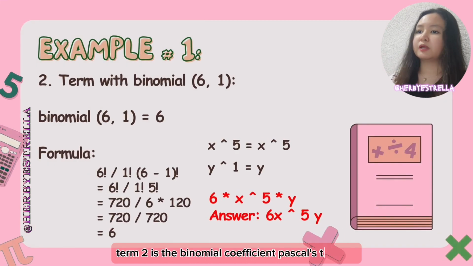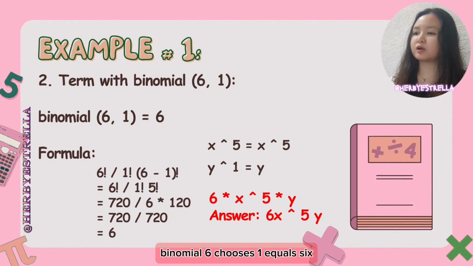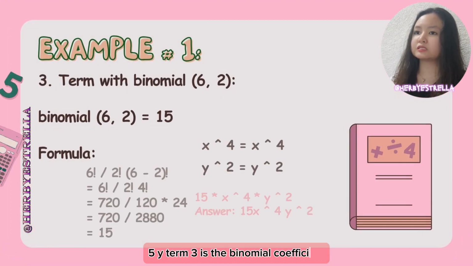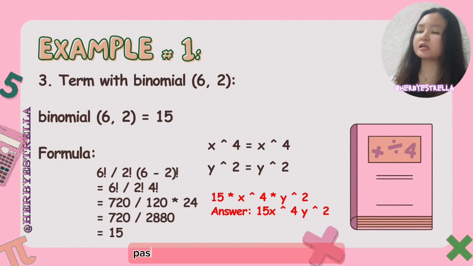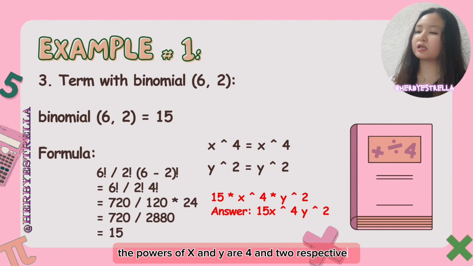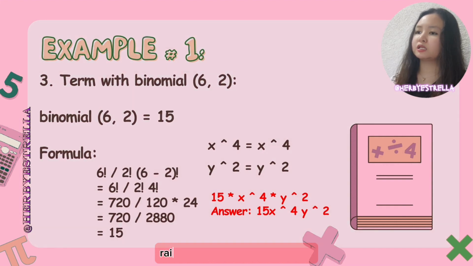Term 2 is, the binomial coefficient from Pascal's triangle, 6 choose 1 equals 6. The powers of x and y are 5 and 1 respectively. Multiplying this, we get 6x^5 y. Term 3 is, the binomial coefficient 6 choose 2 equals 15. The powers of x and y are 4 and 2 respectively. Multiplying this, we get 15x^4 y^2.